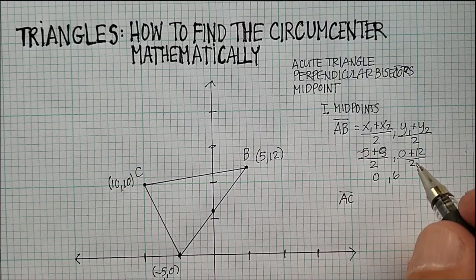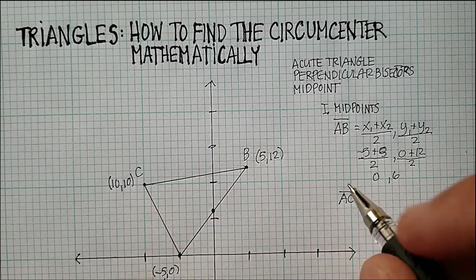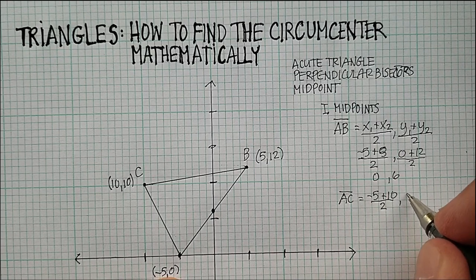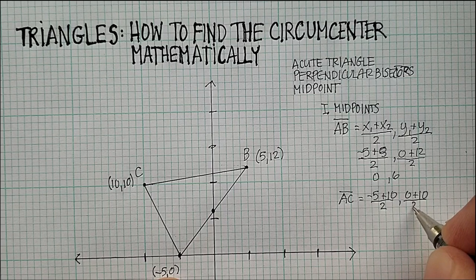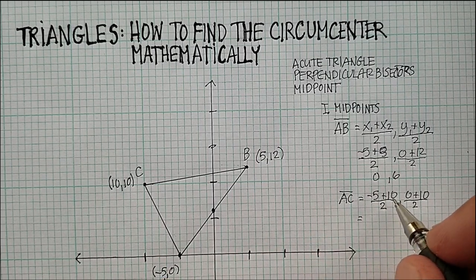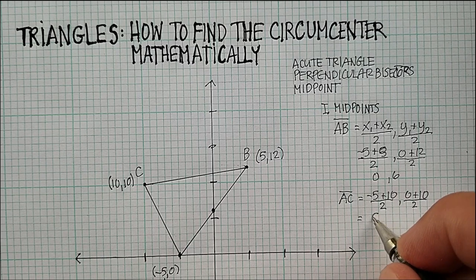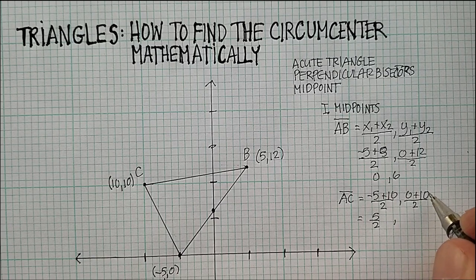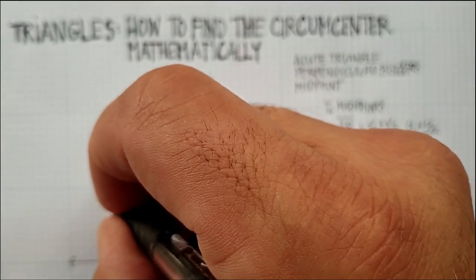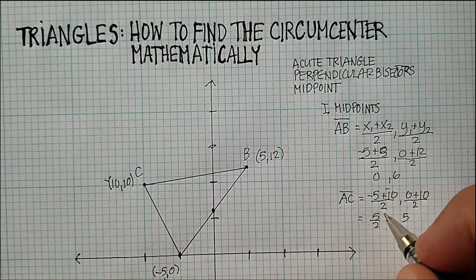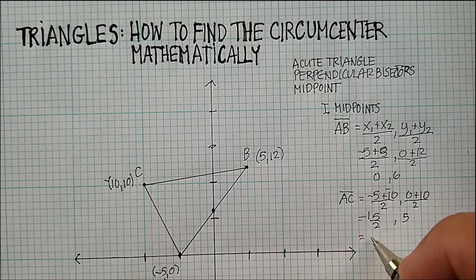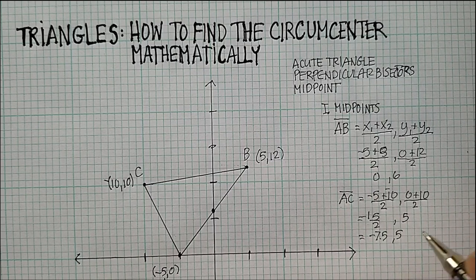Let's find the midpoint now of side AC. Again, we know what the formula is, so let's substitute in our numbers. Negative 5 and 10 are my x's, and 0 and 10 are my y's. Negative 5 plus 10 is 5, so 5 over 2. Did I do this right? Oh, that's a negative 10. There we go, that's the mistake. So negative 5 plus negative 10 gives me negative 15. So my midpoint here is negative 7.5 and 5.